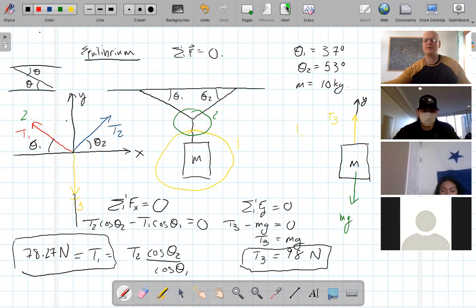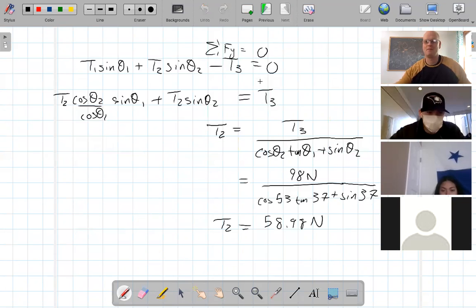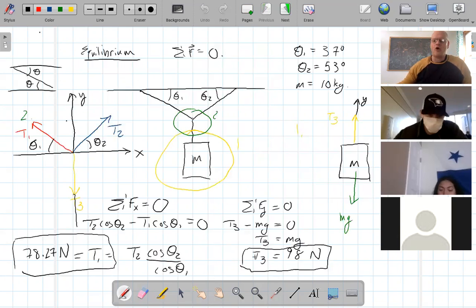I got a question. Sure, Preston. I kind of got confused why you couldn't just do it with the F of x. You had to go to the F of y and use that equation. Oh, because if I use the F of x, the thing here is I only know what T3 is. T3 doesn't show up in F of x, right? The only thing left in the x direction is T2x and T1x. But the problem is I don't know what T1 is and I don't know what T2 is.